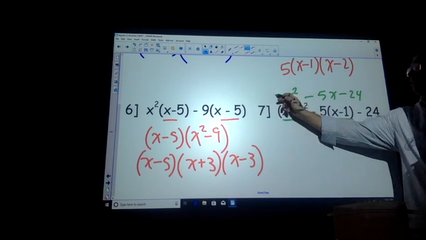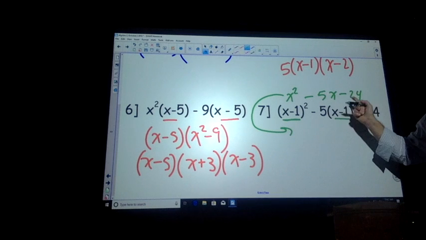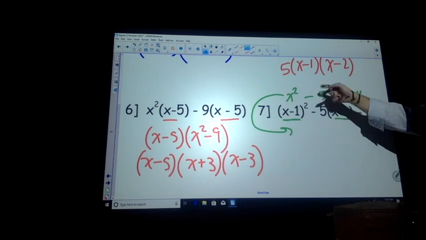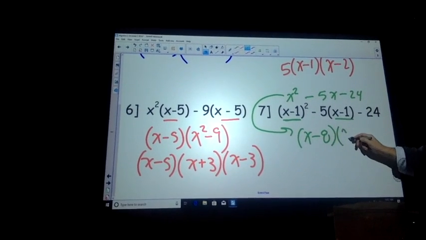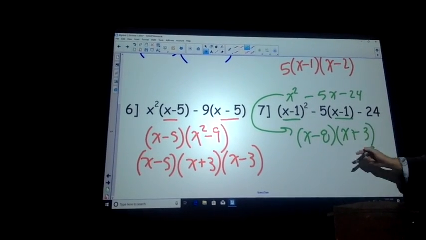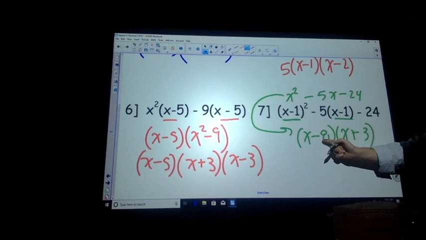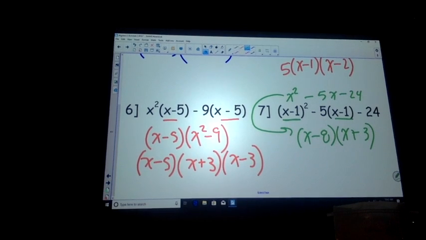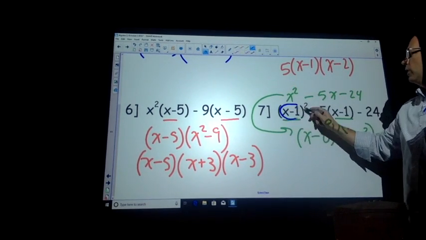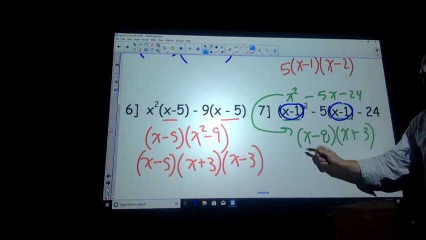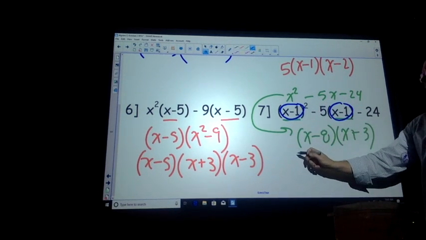So if I were to factor this green one, the factors of negative 24 that add to that would be x minus 8 and x plus 3. Do you hear that? Negative 8 times 3 is negative 24. Negative 8 plus 3 is negative 5. Now, I got rid of the x minus 1 originally, so now I'm going to put that back in. So I kind of took this out for right now to factor it. So where I have x, I'm going to plug that back in.